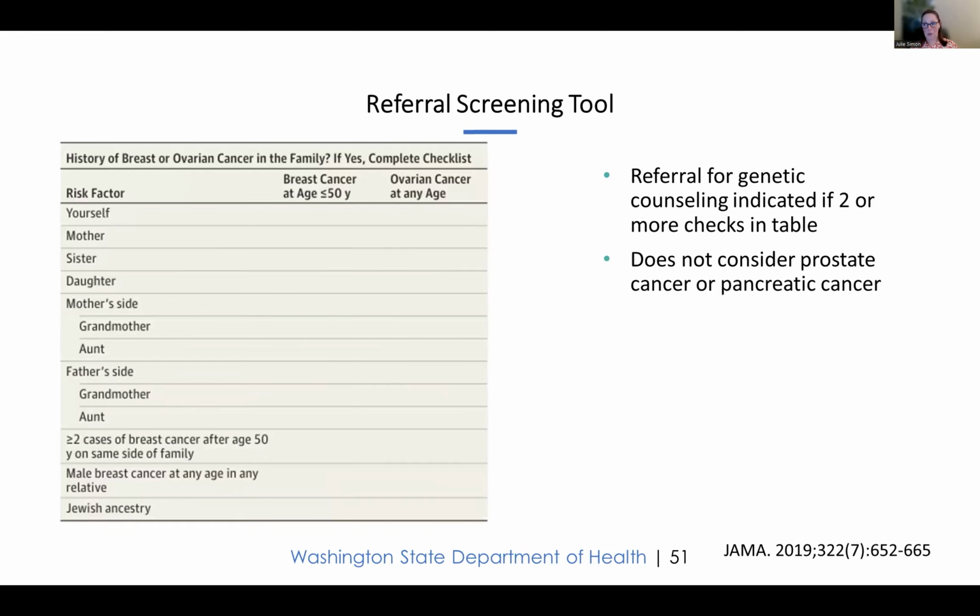For the next screening tool, this is the referral screening tool, and intended to look for who would benefit from genetic counseling. So again, you know, 1 or 2 checks. They try and make each one of these as easy as possible, something that you could quickly fill out. But with this one, it does not consider the prostate or pancreatic cancers that might be in a family and still have that patient meet criteria.